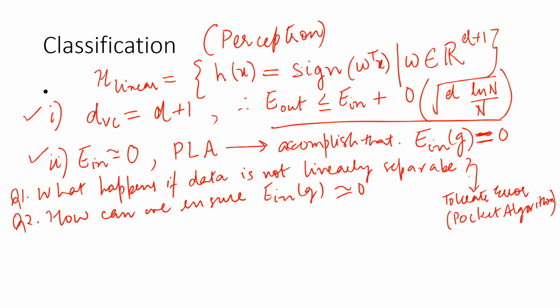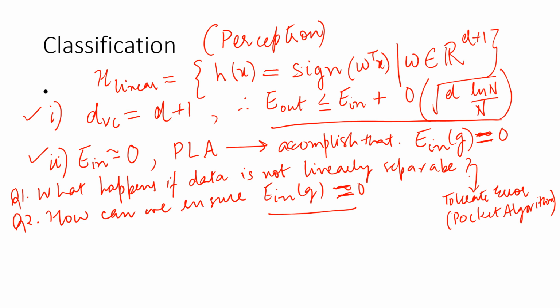So the answer to the first question is we can come up with some error tolerance, and that's known as the pocket algorithm. For the second one, can we ensure E in equal to 0, which we usually achieve when the data is linearly separable? Well, if we look at the problem itself, it is a very hard combinatorial problem. Believe it or not, it's a very difficult problem to solve. It almost cannot be solved. So in short, we cannot ensure E in be exactly equal to 0 when the data is not linearly separable. So what should we do?